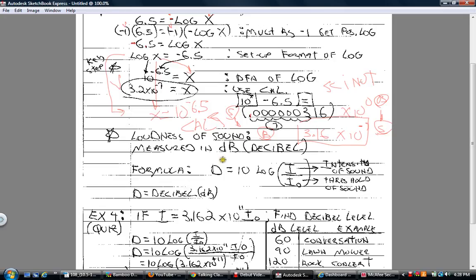So with that said, the formula for figuring out the loudness of music, or of sound, not just music, is D for loudness of the music. I keep saying music. Sound.